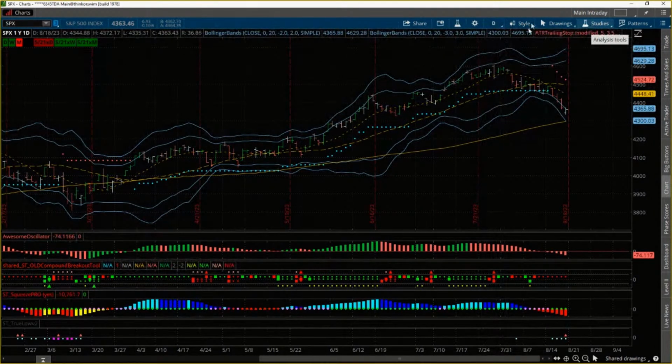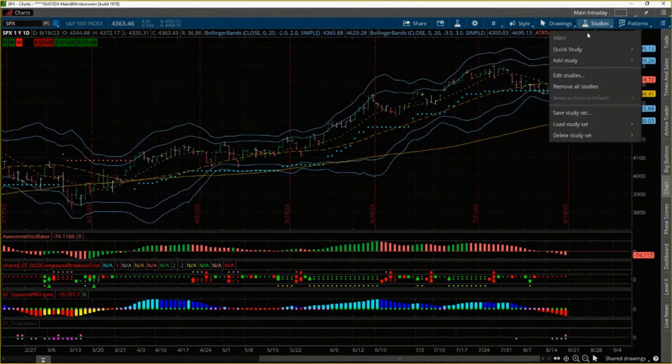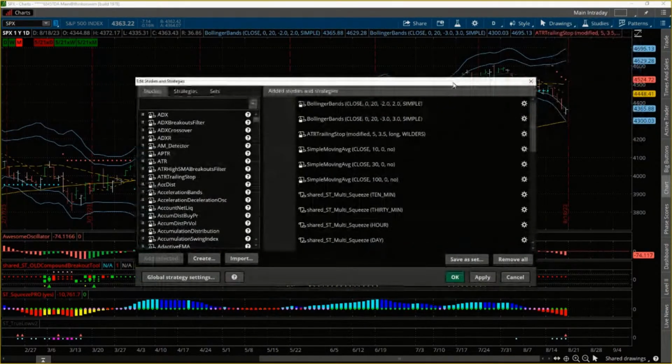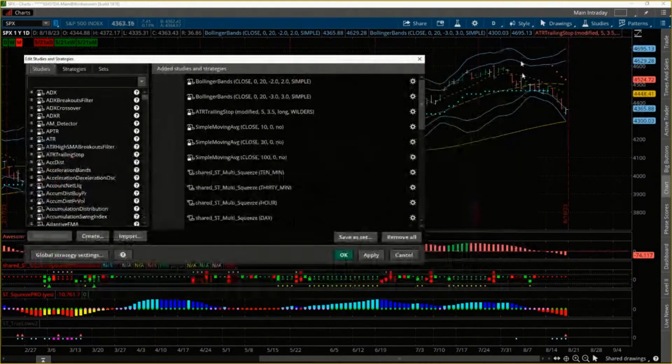Let me also pop up my studies here. We'll go to edit studies, and that way we can go through the list and talk about why I like to use them as well as the internal settings. The first things that you'll see listed here under the studies that I like to use are the Bollinger Bands. And you can see I have two different Bollinger Band studies added to my chart.